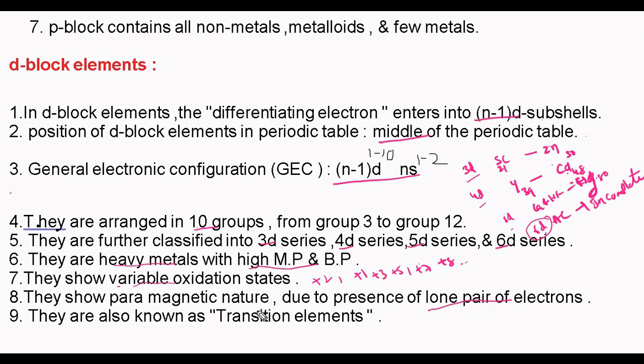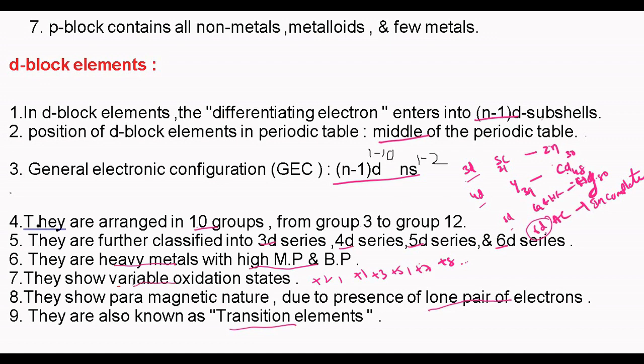These d block elements are also known as the transition elements. What do we call these d block elements? Transition elements. This is all about the d block elements. In d block elements, how many groups are there? 10 groups. And how many series? 4 series: 3d, 4d, 5d, 6d. Is it clear?